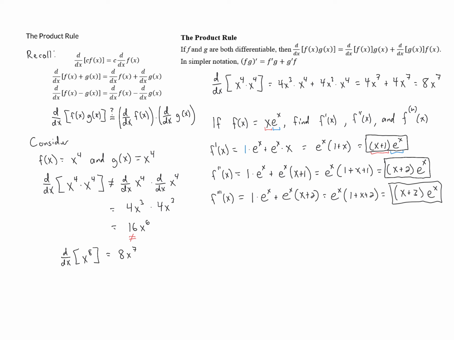And we can see a pattern emerging. If we want the nth derivative, well, notice each one has been in the form of x plus a number, and that number actually corresponds to the derivative that we're taking. And so we're going to have x plus n, where n is the derivative we're taking, and then times e to the x. So we have found a formula that tells us the nth derivative of the function x times e to the x.